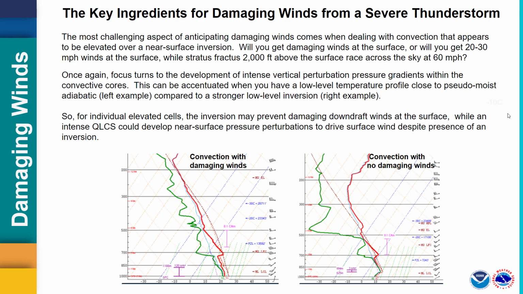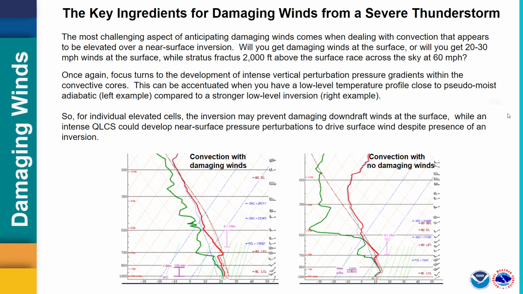The most challenging aspect of anticipating damaging winds comes when dealing with convection that appears to be elevated over a near-surface inversion. Will you get damaging winds at the surface, or will you get 20 or 30 mile per hour winds at the surface while stratus fractus clouds a few thousand feet above the ground race across the sky at 60 miles an hour? And I've seen that multiple times.